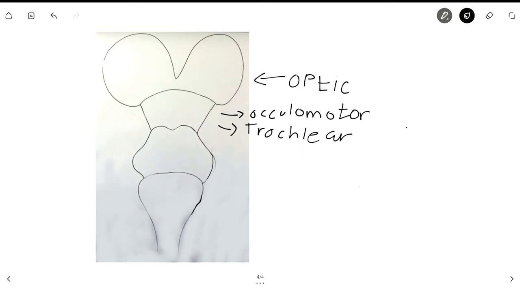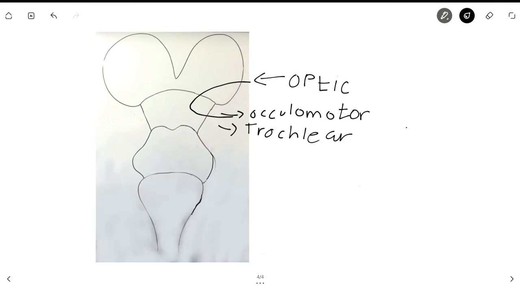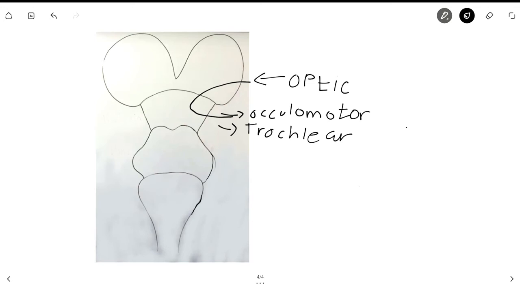Your accommodation reflex happens when the optic nerve brings in the sensory information, and then the oculomotor sends out the motor information. And the pupillary light reflex is when your pupils contract when a bright light is shined at them. The sensory information is taken in by the optic nerve, and then the motor information is sent out by the oculomotor nerve. So those were the two main reflexes.